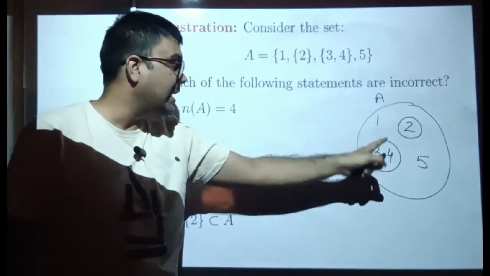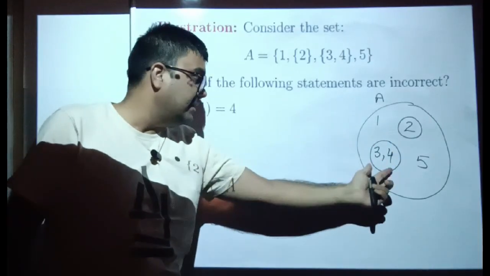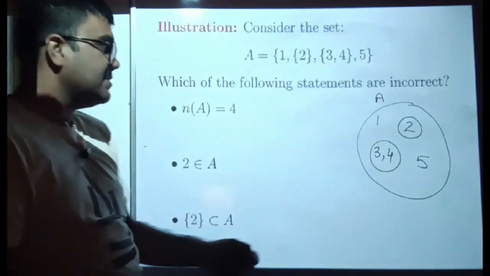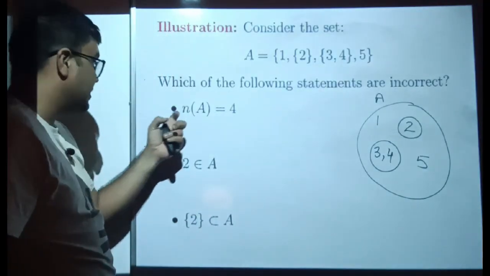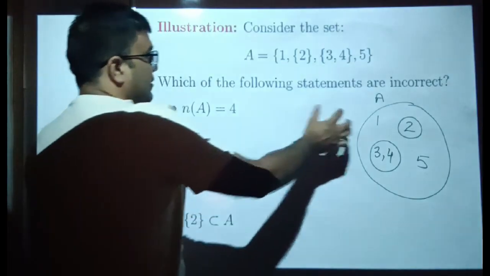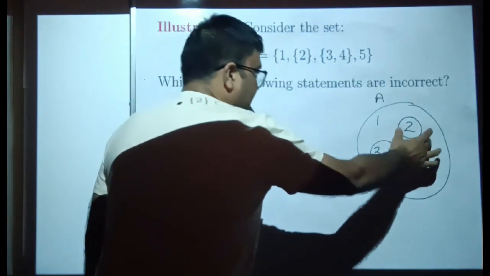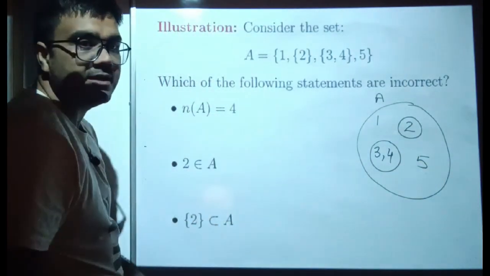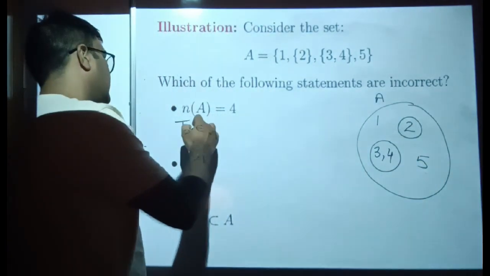There is no element 3 in this set. It is a set. It is like a bag inside a bag. Number of elements in A is 4. How many elements are there? 1 element, 2 element, 3 element, and 4 element. So this statement is true.